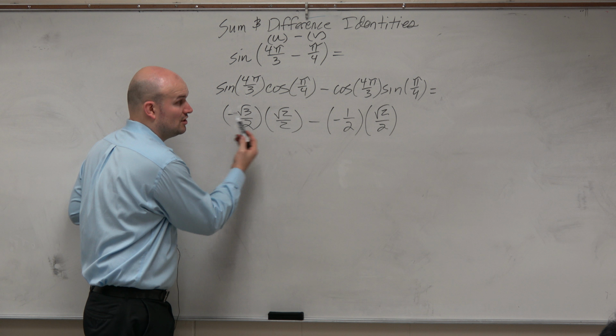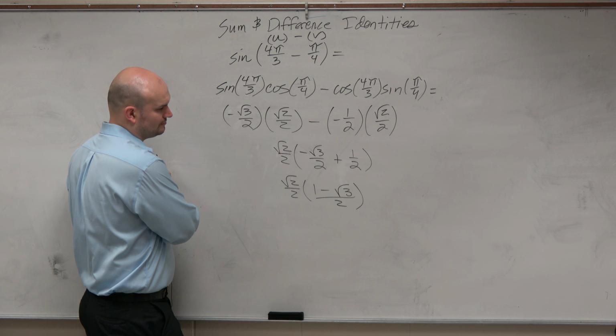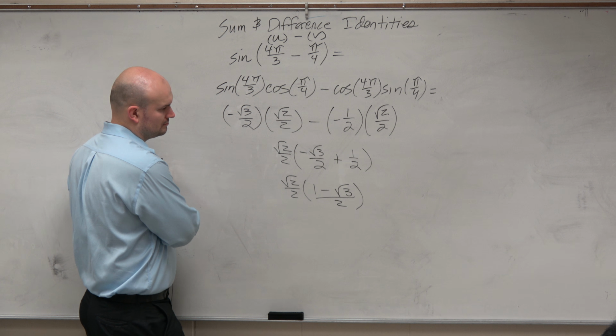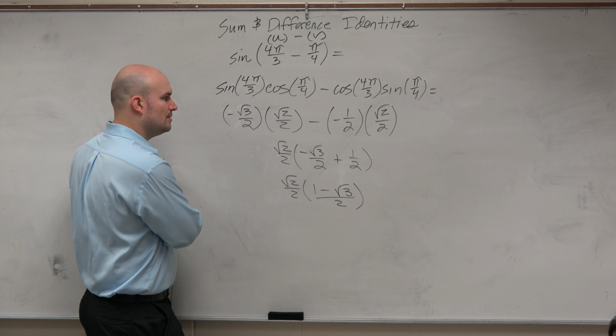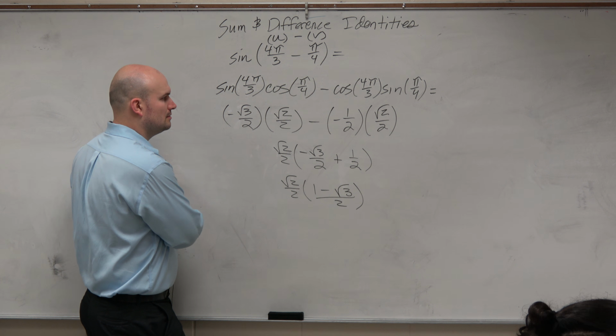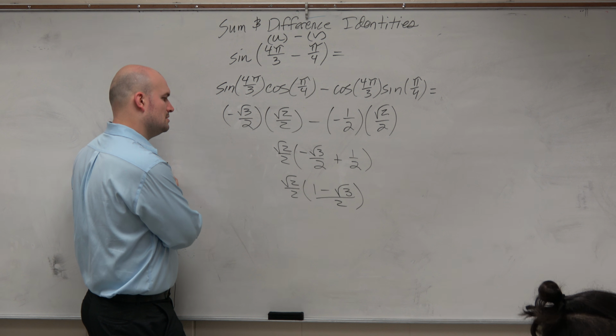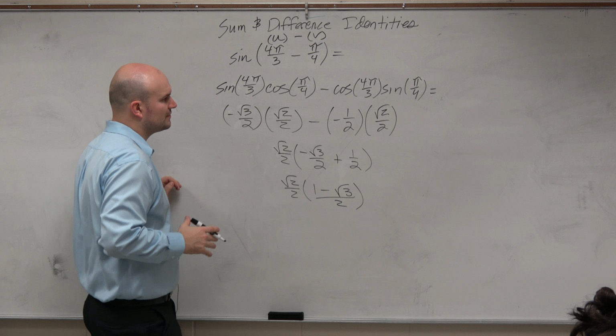And then obviously these could be combined. So the square root of 2 over 2. And therefore, let's rewrite this as 1 minus the square root of 3 over 2. Oh, wait, yeah, OK. No, wait a minute. Yeah, because that would be in the fourth.